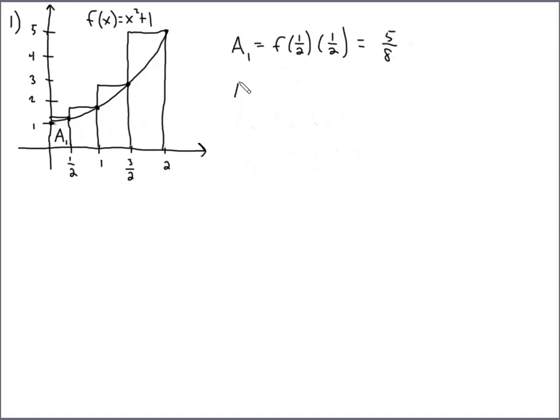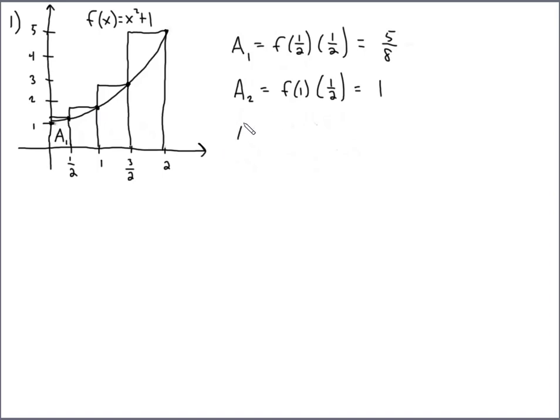The second area now is going to be f of 1 times 1/2. And we saw already, we plug in 1 there, we got 2 out. And multiply that by 1/2, we get 1. My scale is not very good too, that should be 2 for the output there.